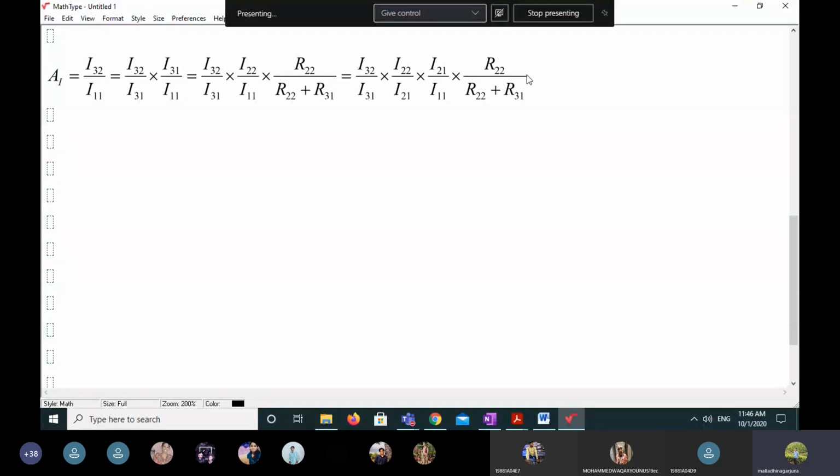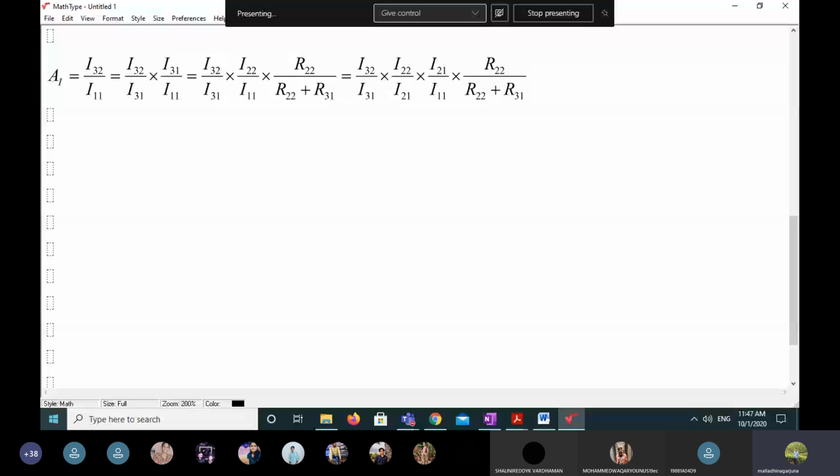Only in rare cases will we calculate this; in 99% of cases we will calculate only the current gains. In this, any doubts in this current gain? Any queries from your end? Is it clear, everyone? Yes, sir. Okay. So this is the current gain.